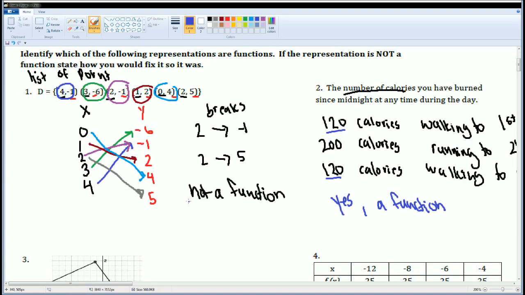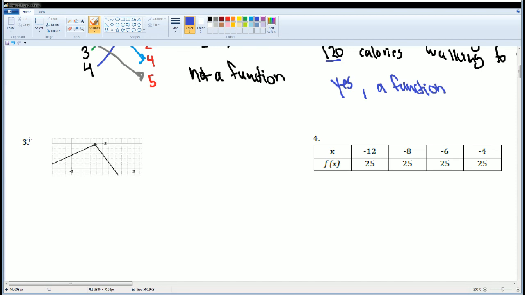Good? Okay. Number 3, this is a graph. What we're going to do is apply the vertical line test. I'm just going to draw the line and see how many points it crosses. Here's the vertical line, and that only crosses what? One point. Okay. Let's draw a second line. And remember, these are all vertical lines because we're looking at a function of x.